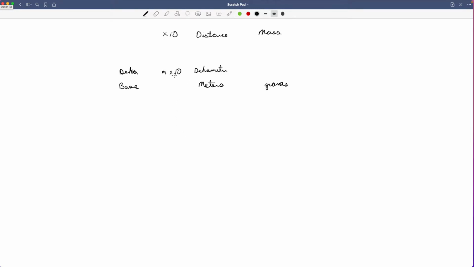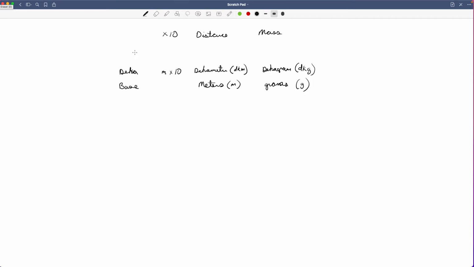And the abbreviation for decameter is DKM. This is M, and this is G. So decagrams would be the same thing. It would be DKG. Decameters, decagrams. So 1 decagram is 10 grams. 1 decameter is 10 meters. You see how that works?